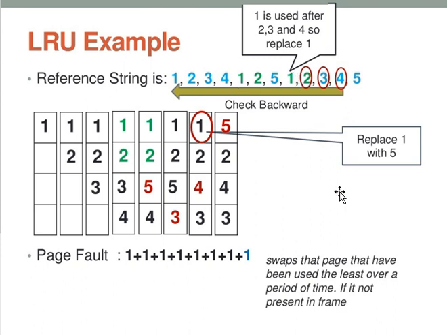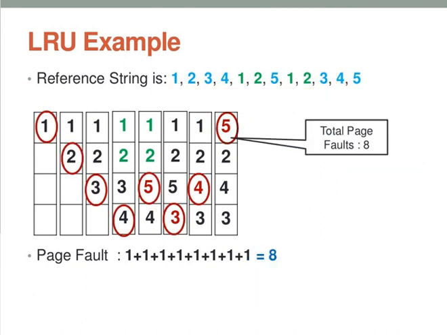So in this least recently used example, we see in the backward manner that page which used last and that page we replace by a new page. So here you can see that for this reference string, number of page fault is equal to 8 and number of page hit is equal to 4. So total number of page fault is equal to 8 and page hit is equal to 4.